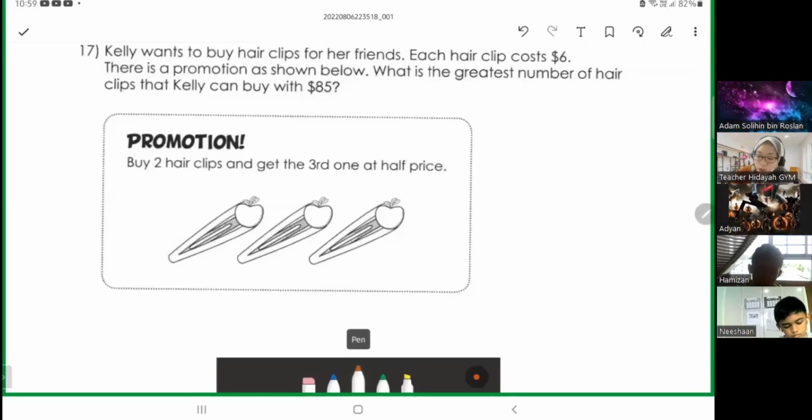Okay, Kelly wants to buy hair clips for a friend. Each hair clip costs $6. There's a promotion as shown below. What is the greatest number of hair clips she can buy with $85?